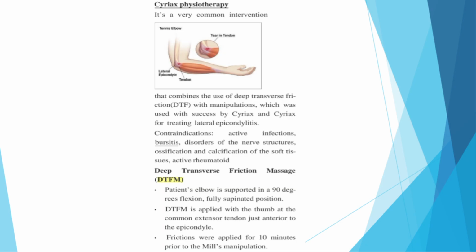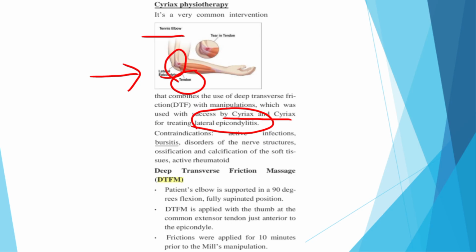Cyriax physiotherapy is a very common intervention that combines the use of deep transverse friction with manipulation, which was used with success by Cyriax and Cyriax for treatment of lateral epicondylitis. These techniques are very commonly used in this condition. This is the lateral epicondyle and the tendon, their origins. This condition is called tennis elbow. If there is inflammation or a tear in the tendon, you can see it in the picture.